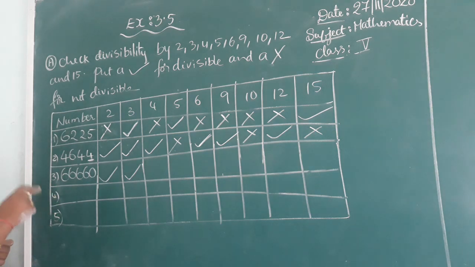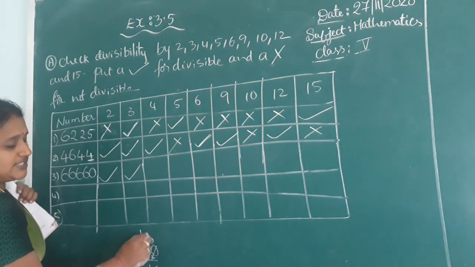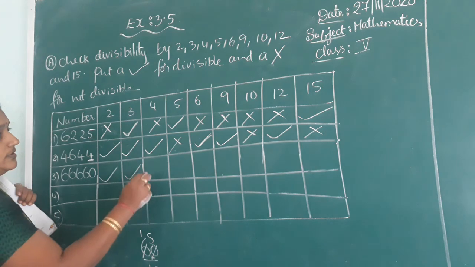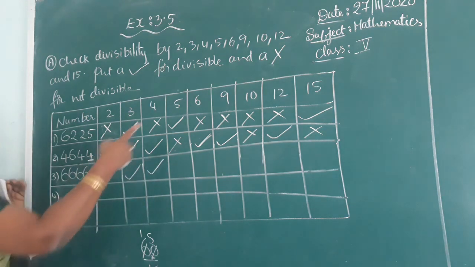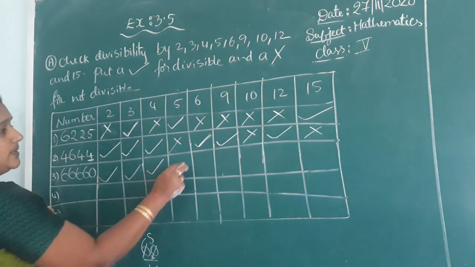Next, is it divisible by 4? Last two digits, 60. 60 divided by 4: 4 fives are 20, so it is divisible by 4. So tick 4. 5. What is the divisibility rule for 5? Last digit is 0 or 5. Here 0 is there, na? Then it is divisible by 5.